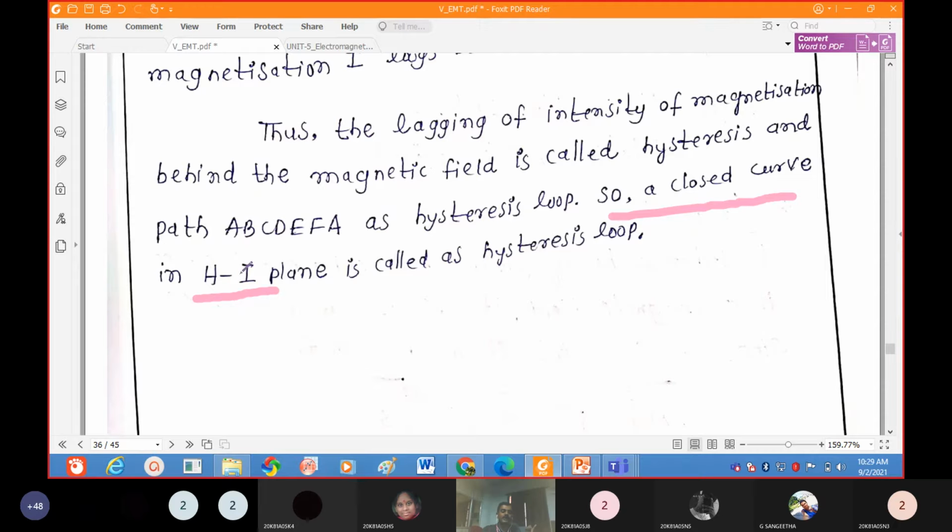So BH curve means instead of I you wrote B. Okay, so remember here, for three parameters also the curve will be the same.